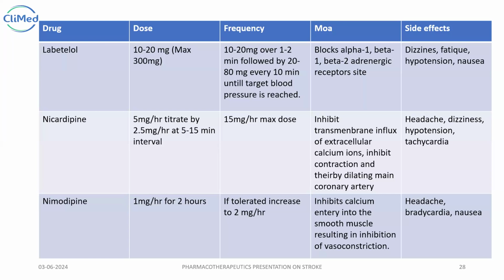Nimodipine is a drug that we give mainly in hemorrhagic stroke. It is the preferred drug, and the dose is 1 mg per hour for 2 hours. If tolerated, we can increase it to 2 mg per hour. In hemorrhagic stroke there is vasospasm, so nimodipine is the best choice. It inhibits calcium entry into the smooth muscle, resulting in the inhibition of vasoconstriction.